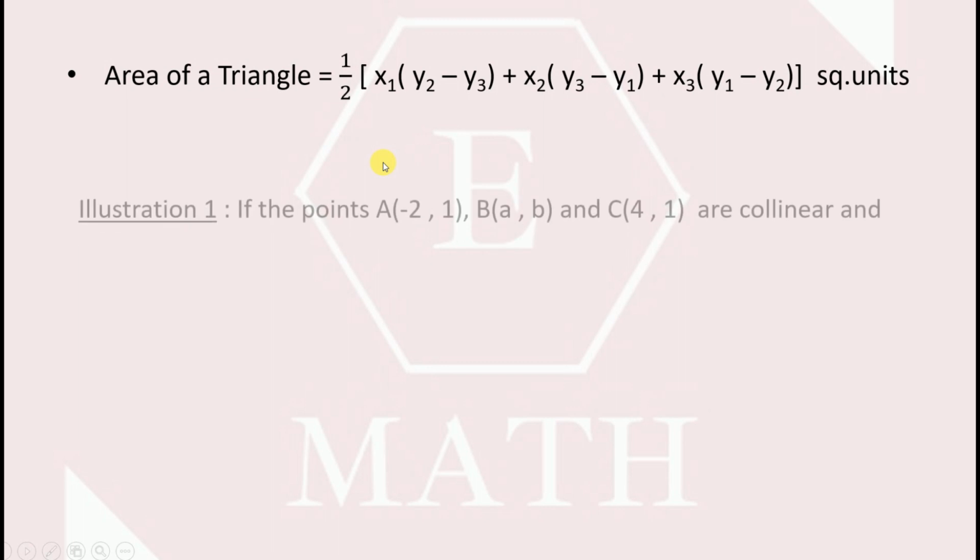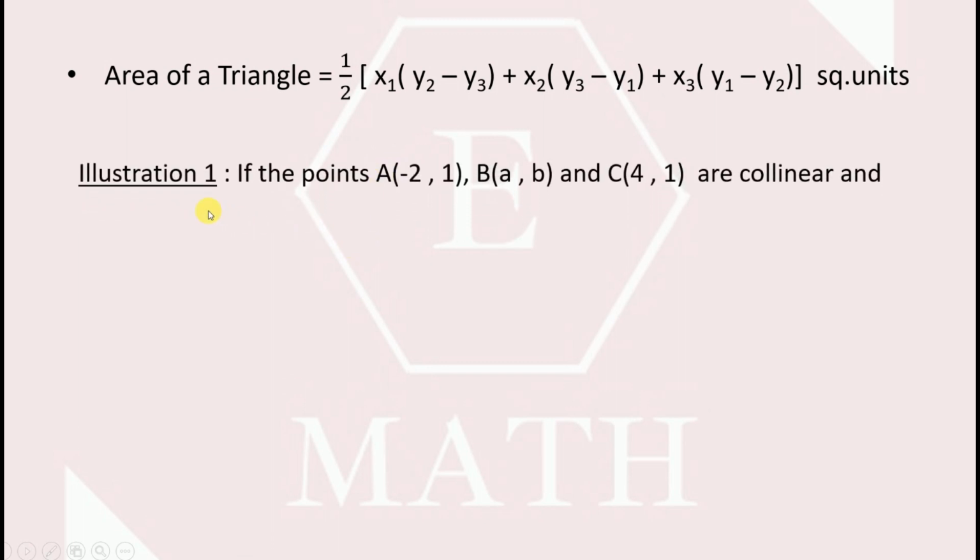Okay, let's look at the illustrations. Illustration 1 says: if the points A of minus 2, 1, B of a, b and C of 4, 1 are collinear and a minus b equal to 1, find the values of a and b. This is what the question is, right? They have given the three different coordinate points A, B, C, and they are telling that these are collinear to each other, and they have given a condition also, that is a minus b equal to 1. Now we need to find the values of a and b. Let's see how we do it.